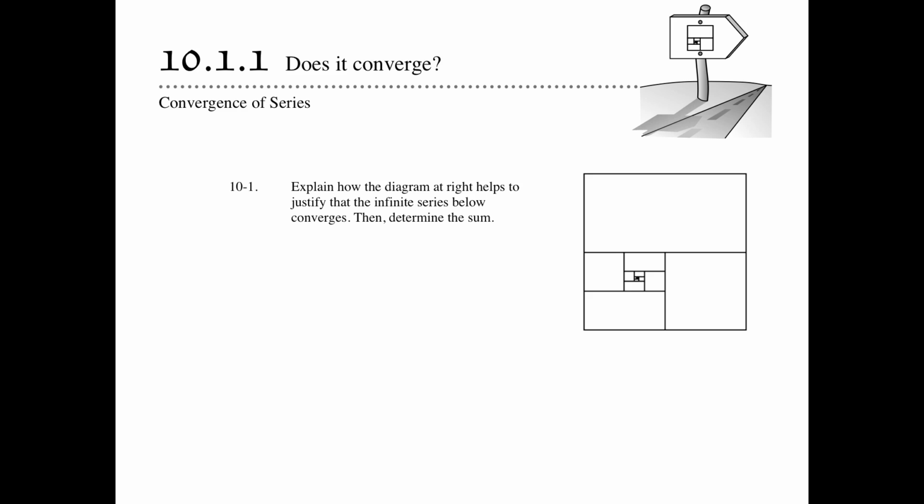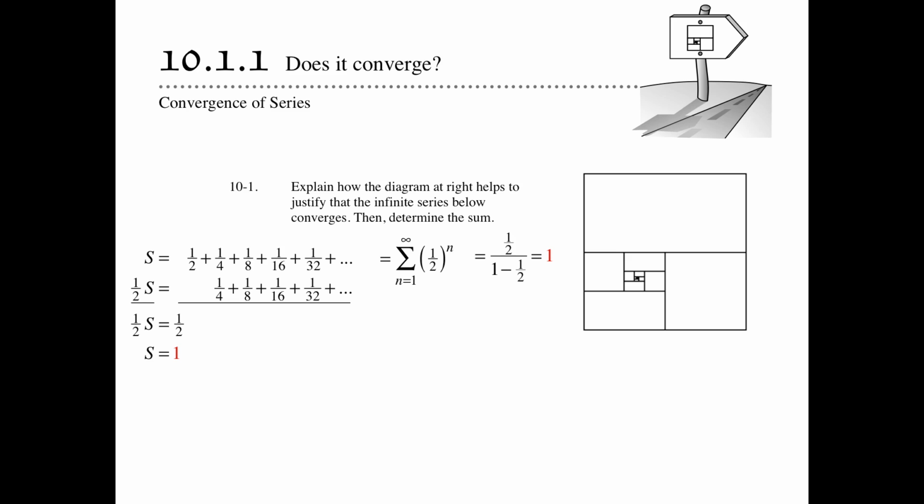Lesson 10.1.1 starts with problem 10-1 that explores the convergence of the infinite series 1/2 plus 1/4 plus 1/8 and so on. This, of course, is a geometric series whose first term is 1/2 and whose common ratio is also 1/2. So by now your students should easily be able to argue that its sum is 1, either using the a over 1 minus r shortcut or by using a system of equations. Both of those strategies were reviewed in Chapter 9.